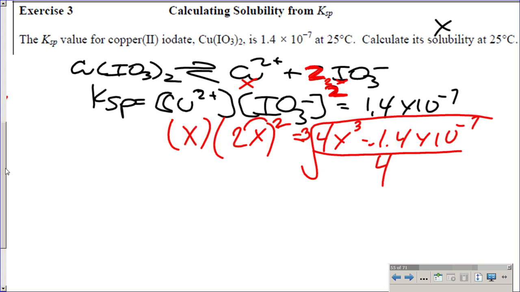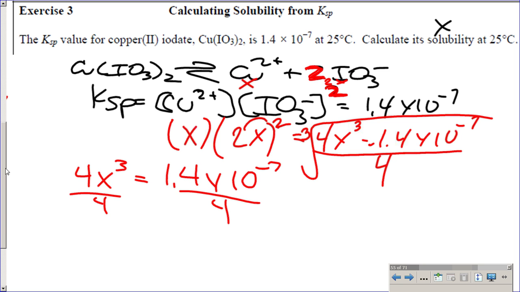They're 2 totally different concepts. Why are you on this? Because I did have 4x cubed, and I have it equal to my Ksp value. And so I have to divide by 4 on both sides to isolate the x. Thank you.